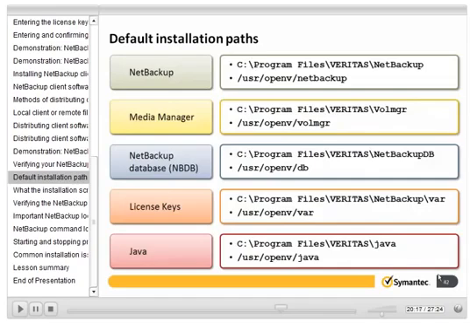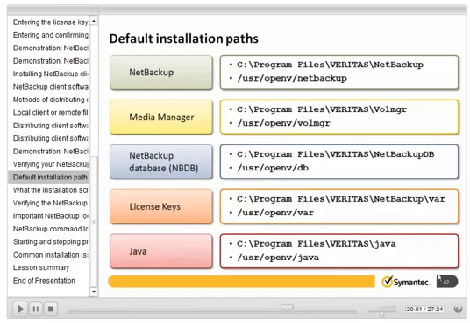So here are the default installation paths. On the NetBackup side, for Windows, it will be Program Files, Veritas, NetBackup. For Unix, it will be /usr/openv/netbackup. The Media Manager side will be C:\Program Files\Veritas\Volmgr, and /usr/openv/volmgr for Unix. NetBackup databases can be found under C:\Program Files\Veritas\NetBackupDB, all one word. And for Unix, it's /usr/openv/db.